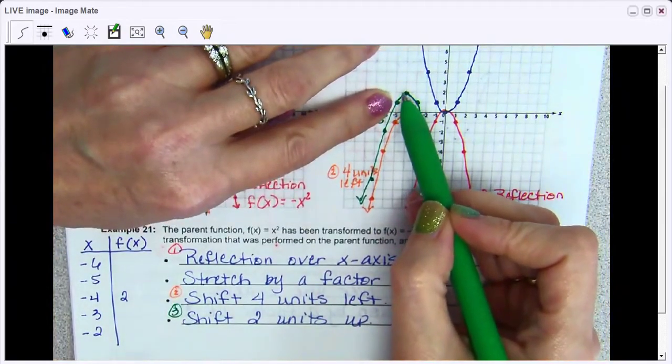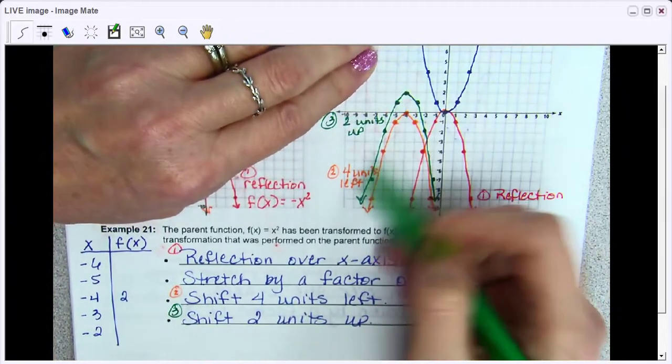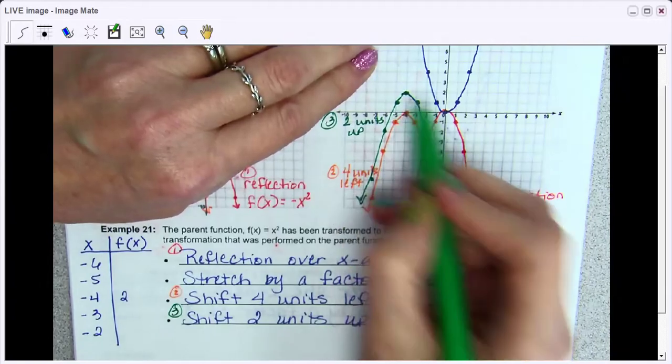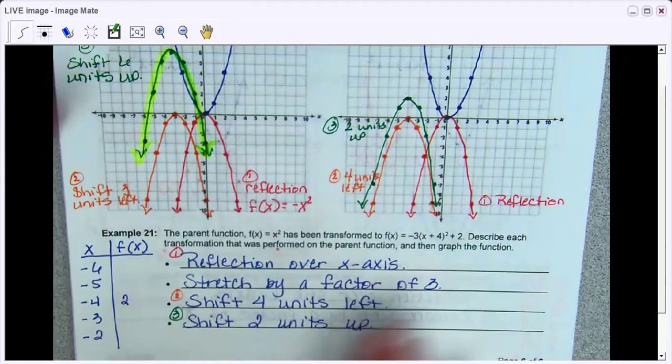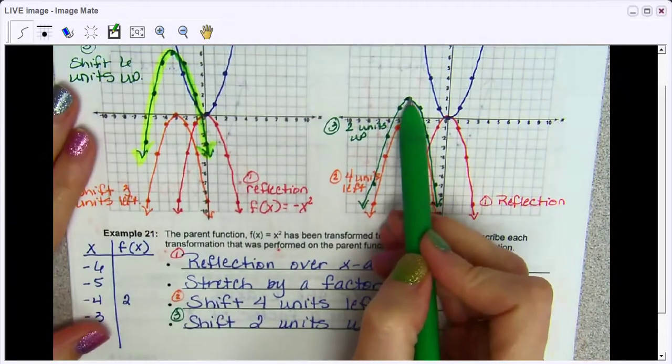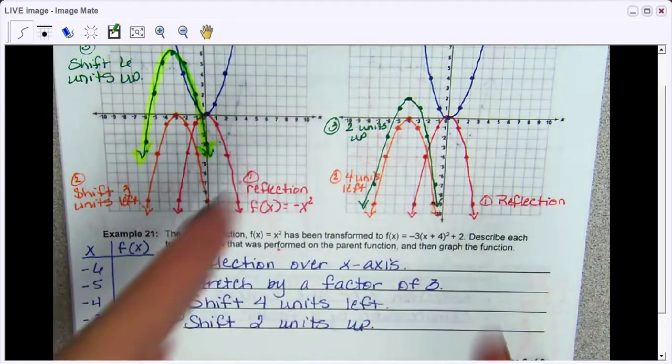Now I know when I stretch, my vertex is going to be the same as this last transformation. It's going to be -4, 2. So that when I create my table of values, -4, 2 will go in the middle. And then I'll choose 2 units below it and 2 units above it to create it without trying to guess and check which numbers I should use. Because when I stretch this, it's still going to have the same vertex, but it's going to be skinnier.